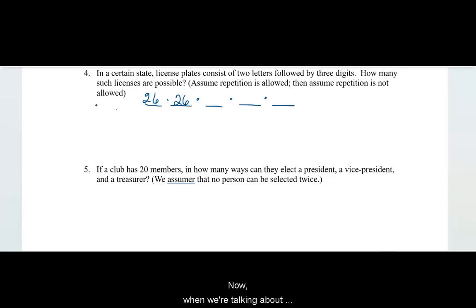How many digits are there? Now, when we're talking about digits, we're talking about single digits. So that would be the numbers 0 to 9. It's always going to be that. So when we're talking about digits, we mean 0 to 9, which means there's 10 digits total. So I have 10 possibilities in each slot.